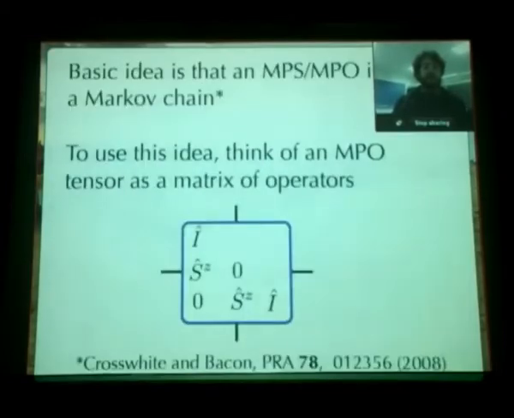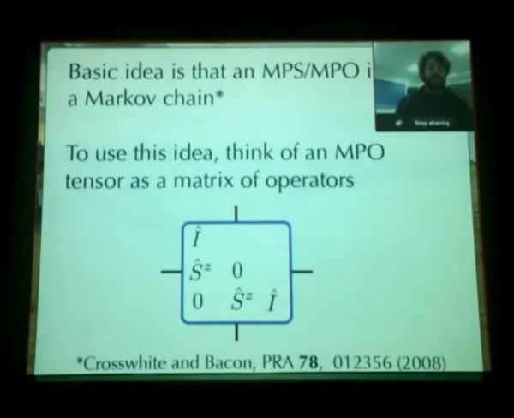But I wanted to spend most of the time talking about how you can construct these Hamiltonians more systematically, thinking of the case of 1D Hamiltonians, but you can also do this for 2D Hamiltonians. The basic idea is that you want to look internally at the structure of one of these matrix product operators. The thing we're going to exploit is that you can think of a matrix product operator as a Markov chain, which I don't have too much time to get into, but we'll see some of it. This is explained in a paper by Crosswhite and Bacon, 2008. We'll see what this means in some examples in a minute.